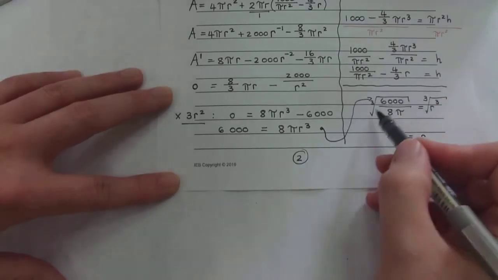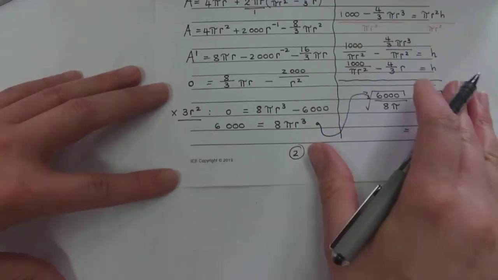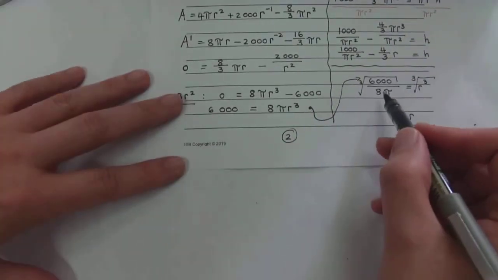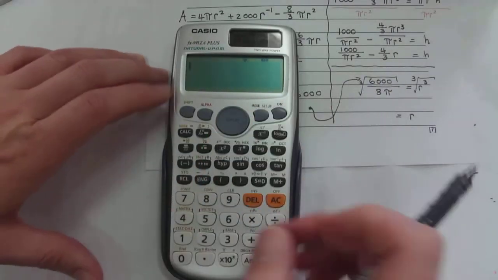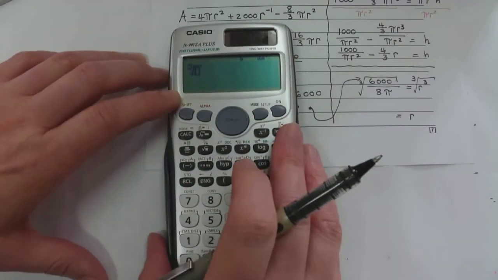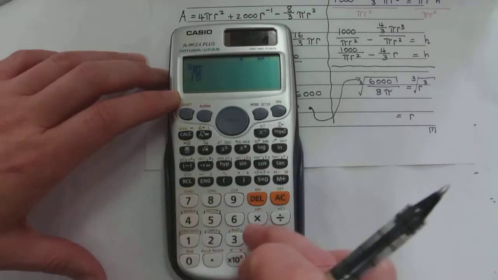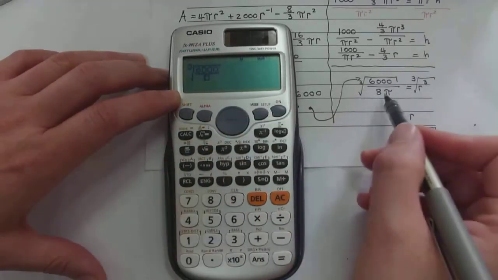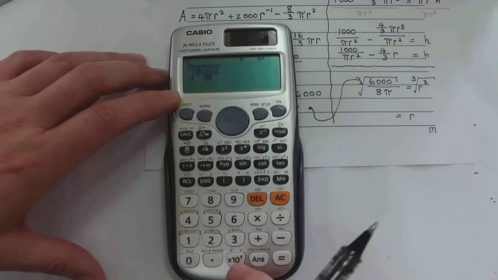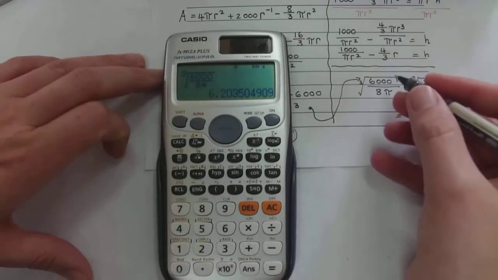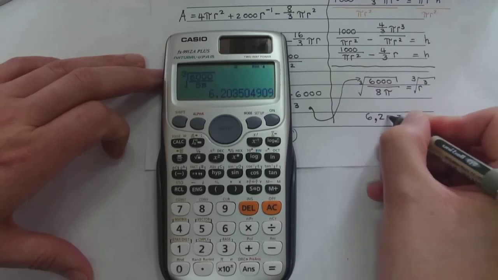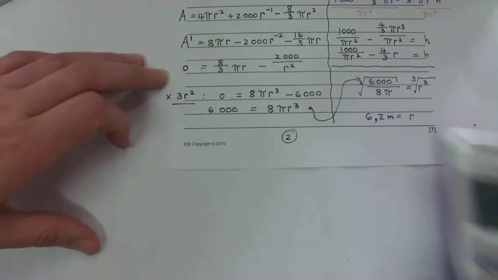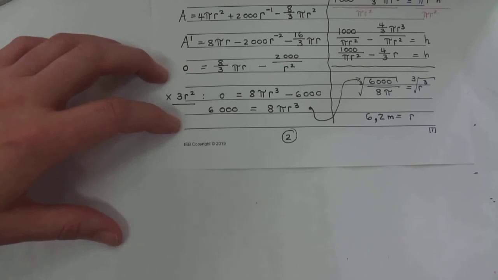Okay. And please remember, with a cube root, you don't have to put plus minus, because with a cube root, if this is positive, there can only be positive in the answer. So then I go to my calculator and I say I need to work out the cube root of 6,000 over 8 pi. And that gives me, if the radius is equal to 6.2 meters, correct to 1 decimal place, then I know I've got a maximum surface area.